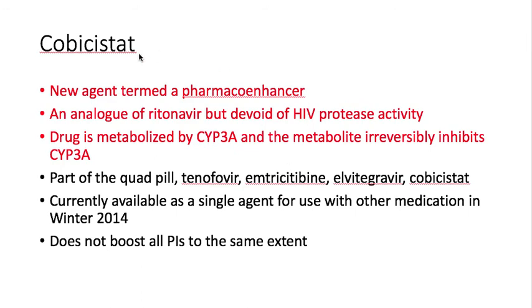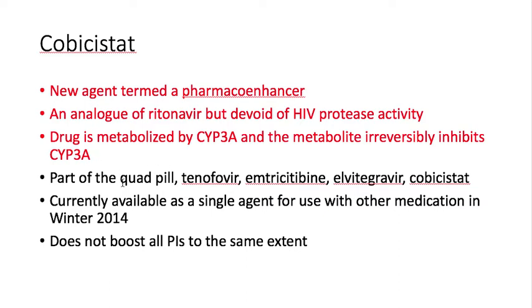A new drug was recently developed 3 years ago called cobicistat, and it was given the title of a pharmacoenhancer. It's an analog of ritonavir, but it is totally devoid of HIV protease activity. This is actually beneficial because the low doses of ritonavir could select for mutants of HIV protease, but since this drug, cobicistat, has no HIV protease activity, it does not influence selection of resistance. The drug itself is metabolized by cytochrome P450 3A, but the metabolite irreversibly inhibits CYP3A activity.